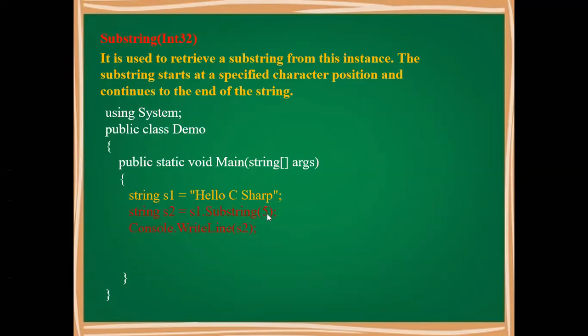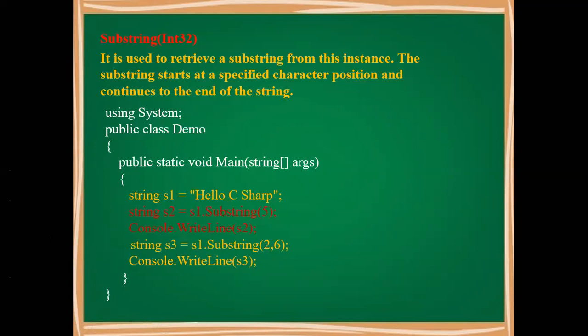Again, I am repeating, s1 dot substring 5 means from the fifth index position it will start reading. The empty space is at the fifth position, so after that C sharp will be extracted and assigned to variable S2. So when we print S2, we will get only C sharp, because we are just extracting the substring after the fifth position. Now in the next line, S3, we are trying s1 dot substring, starting from the second position and up to 6.